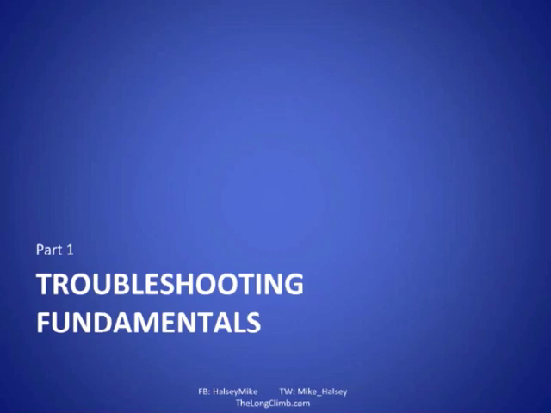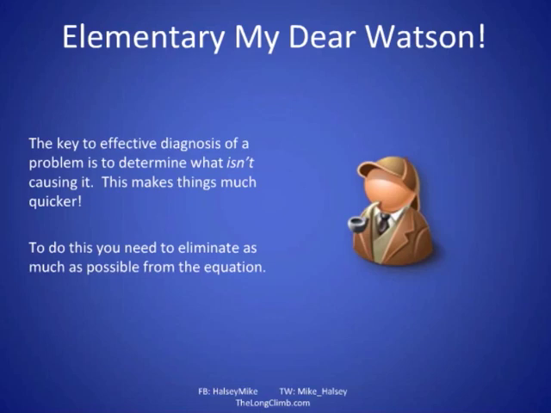Now, what do I mean by this? Well, let's do some Sherlock Holmes investigation, because, as I say here, the key to an effective diagnosis is to determine what it is that isn't causing the problem. Because the things that aren't causing a problem are far more numerous than the things that are, and it's very easy to determine what isn't causing a problem. We'll have a look at some of these now. But as Sherlock Holmes famously said to Dr. Watson, once you have eliminated the impossible, whatever remains, however improbable, must be the truth.